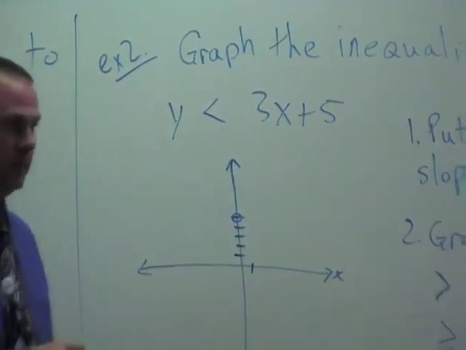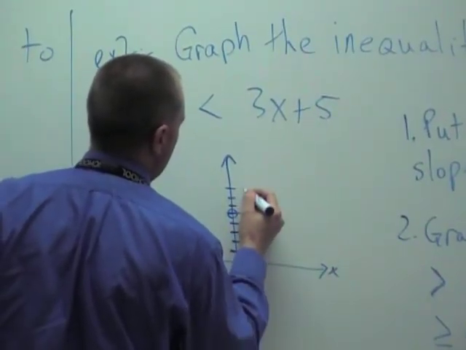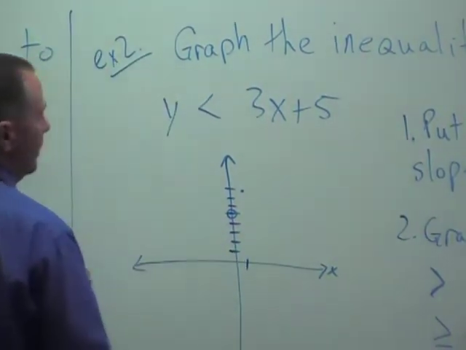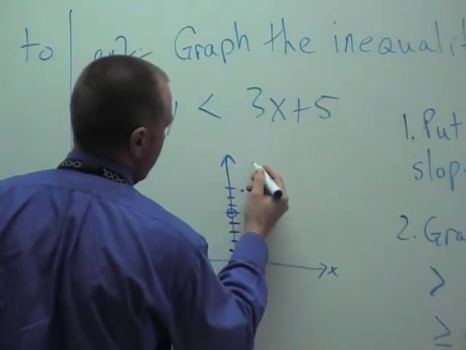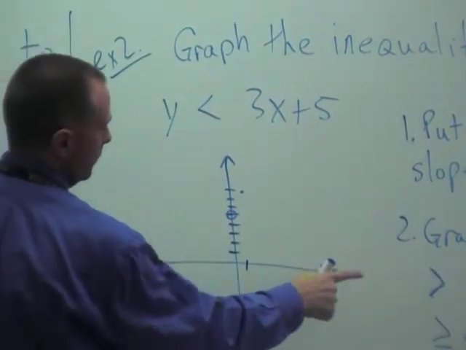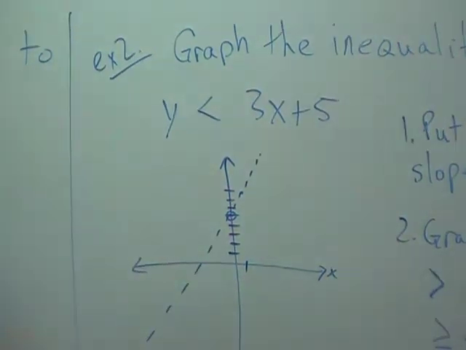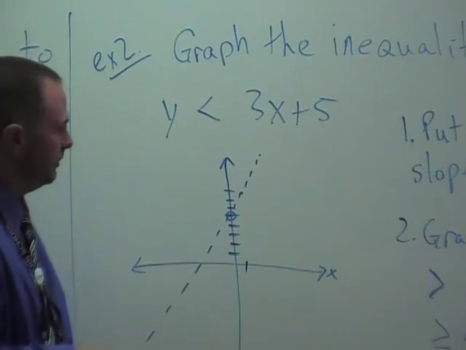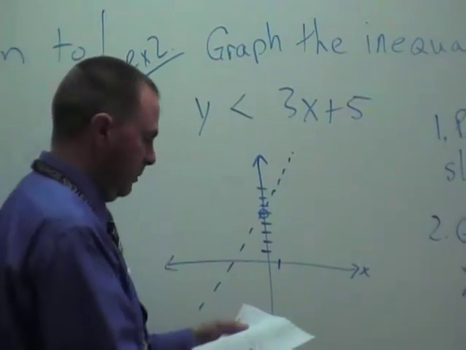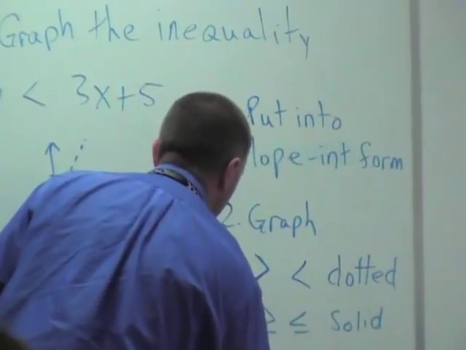Now it goes up 3 and over 1. Because at this point, you have to have a dotted line. So it's a dotted line. Now, the second part to this is shading.